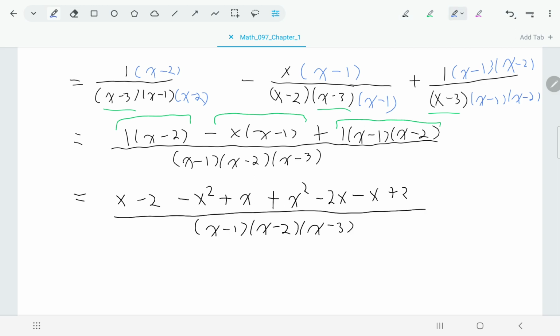And now if we're just cleaning this up a little bit further, there's some things that are going to cancel out for us. We have the minus x squared and the plus x squared. Those are gone. So it looks like there's no x squareds in our numerator. As far as x's go, we have 1x plus another x minus 2x minus another x. So if we combine all of our x's together, there's negative 1x. And if we combine all of our constants together, those cancel each other out. There's a minus 2 and a plus 2. So it looks like my numerator is just negative x, and my denominator, x minus 1, x minus 2, x minus 3.